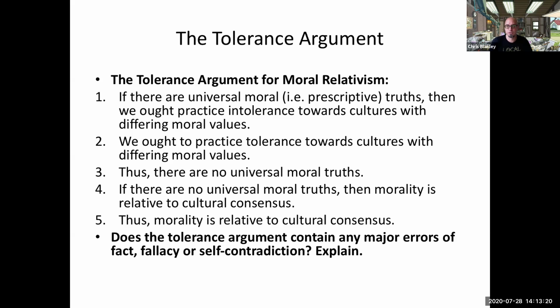So that's a modus tollens, stage 1 of the argument. It gets us to line 3. That's the conclusion of the first stage, but since we've got a multiple stage argument here, it's just going to become a new premise in the second stage. So they're linked together. Line 3: thus there are no universal moral truths. If there are no universal moral truths, then morality is relative to cultural consensus. Thus, from lines 3 and 4, we get the final conclusion: morality is relative to cultural consensus. There's the moral relativism conclusion, right?